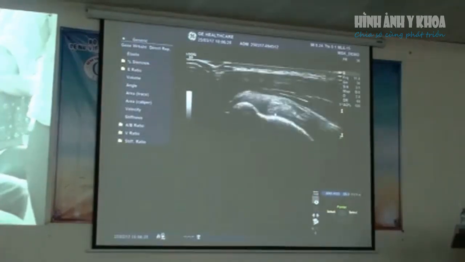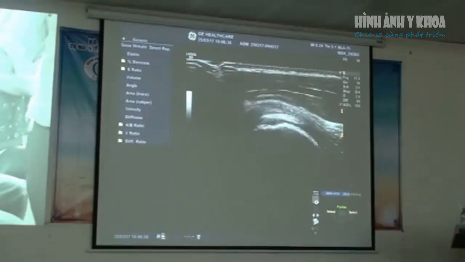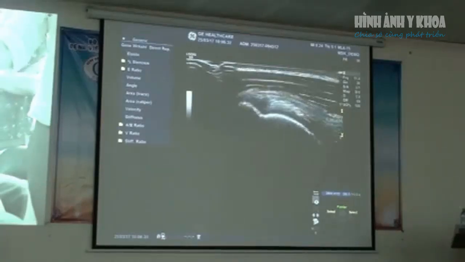So anything more posterior from that point there is going to be supraspinatus tendon.